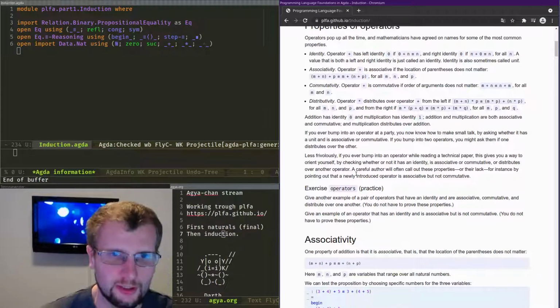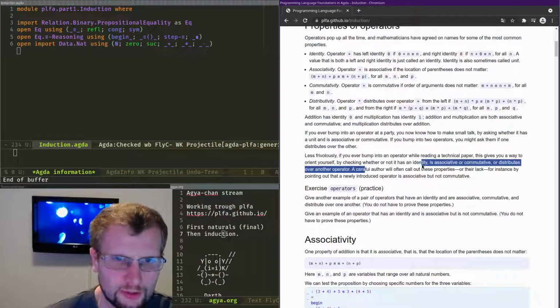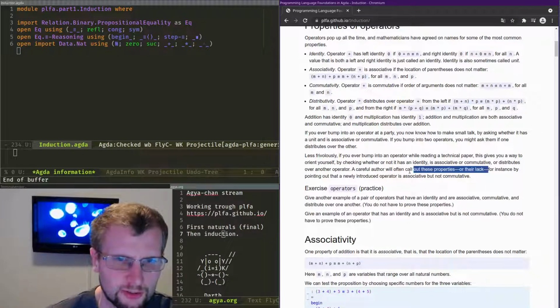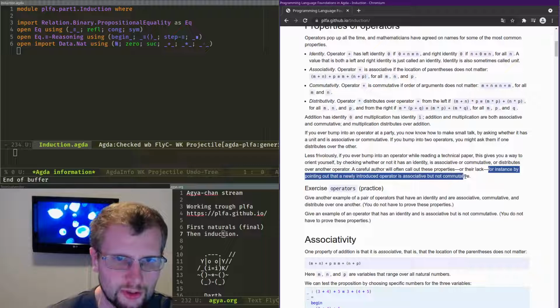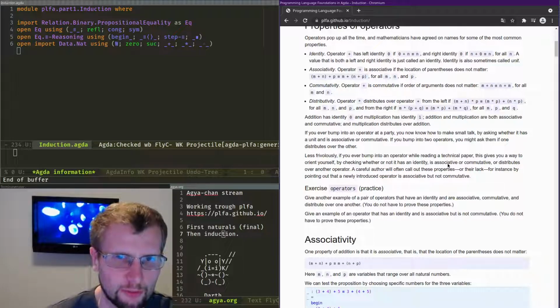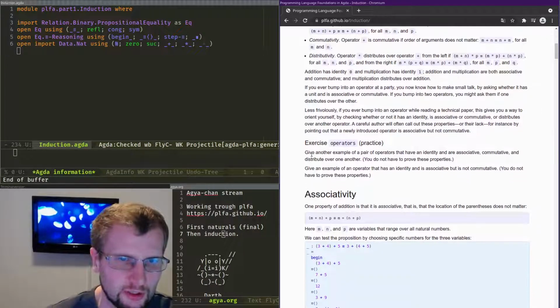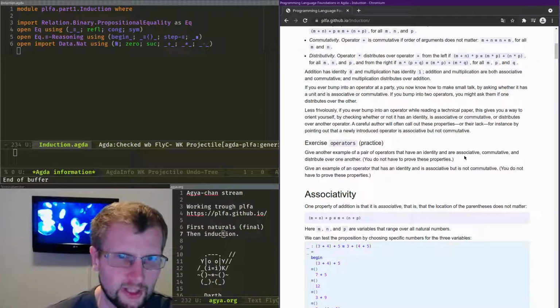Don't protect me. A careful author will often call out these properties, or lack thereof. For instance, by pointing out that a newly introduced operator is associative but not commutative. Right. So if they modify it, they will hopefully say it. Give another example of a pair of operators that have identity and are associative. You don't have to prove these properties.